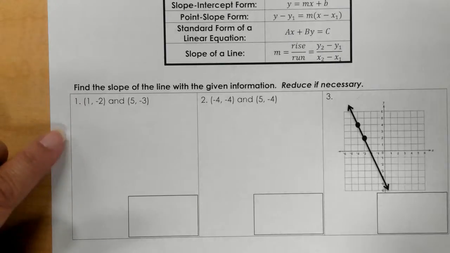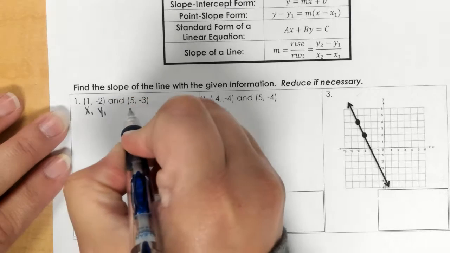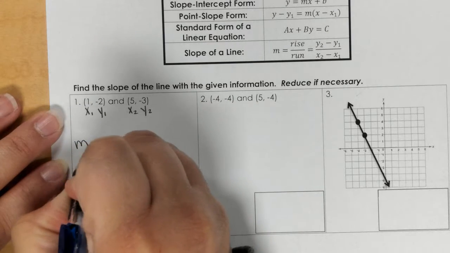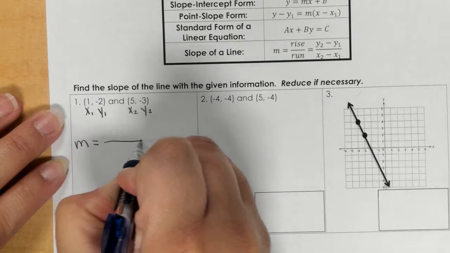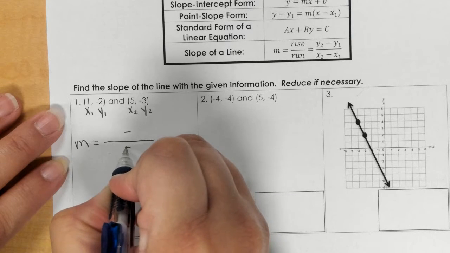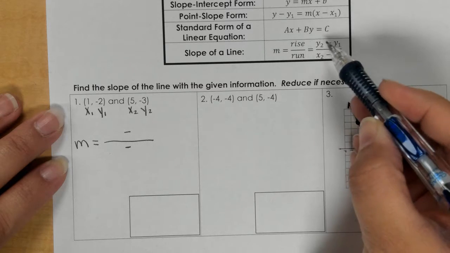So first I would label my points, x1, y1, x2, and y2. And when I set up the formula, I do a fraction bar for division, and I put the 2 minus signs in here. And that's just based off of this formula right here.